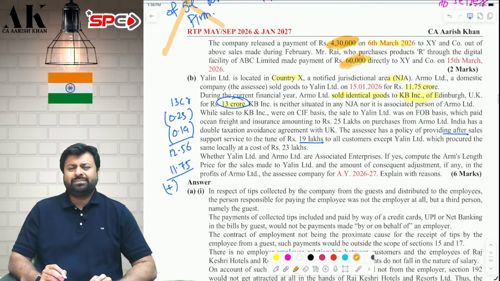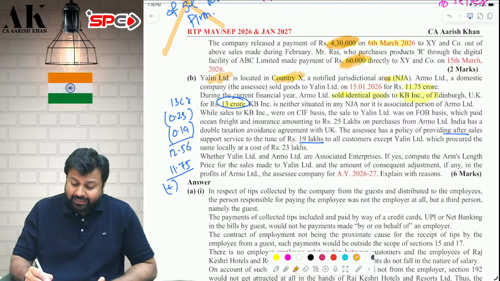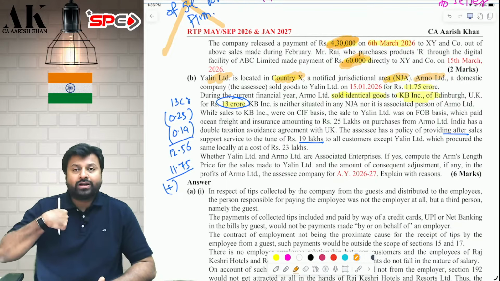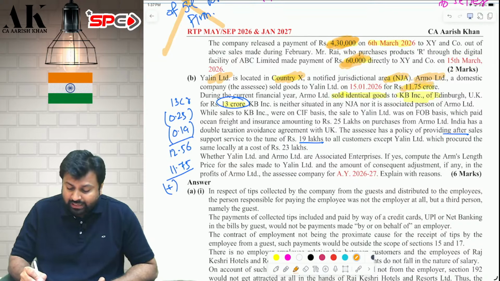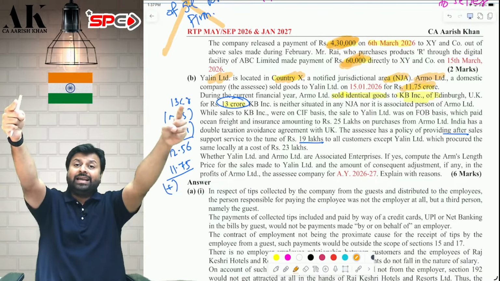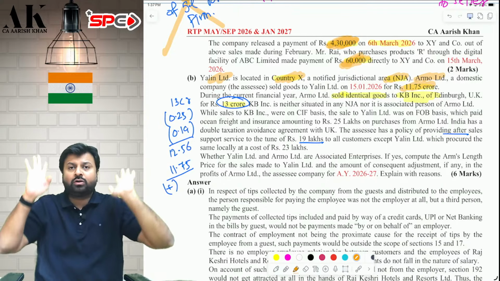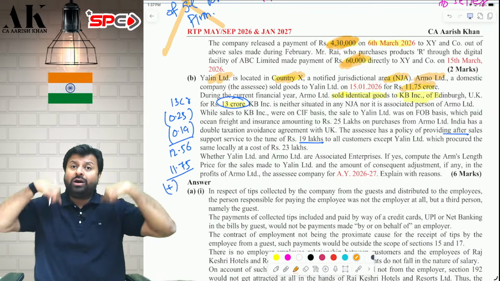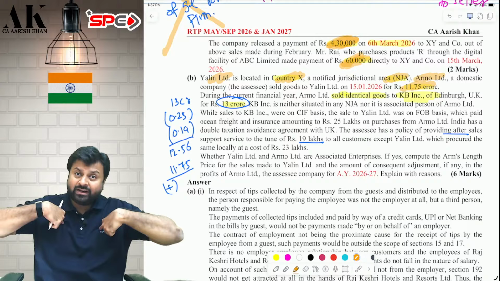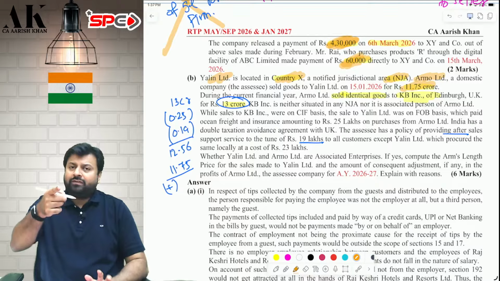Next question is a very simple question on transfer pricing. Yalin Limited is located in country X, and that too they are located in a notified jurisdictional area, NJA, and Armo Limited is located in India. Now we are providing some goods to Yalin Limited in 11.75 crores. So Armo is in India, Yalin is in NJA, notified jurisdictional area. We are selling some goods to them at 11.75 crore rupees. Therefore, Armo and Yalin are deemed to be associated first of all, as per 94A. The transaction between Armo and Yalin is deemed to be an international transaction. Transfer pricing is applicable. So now find out the arm's length price.